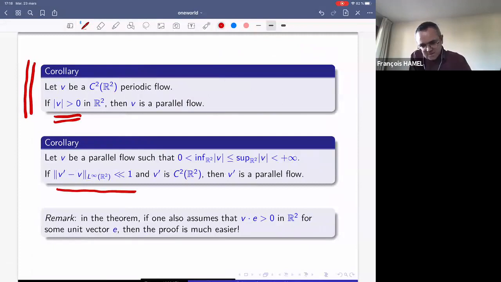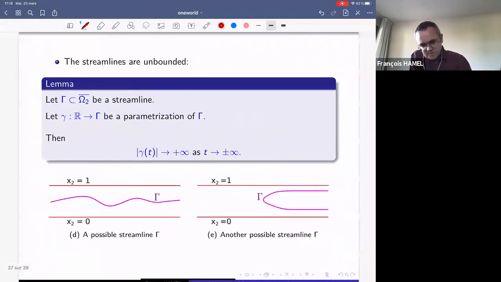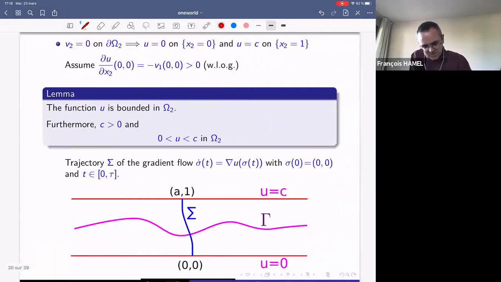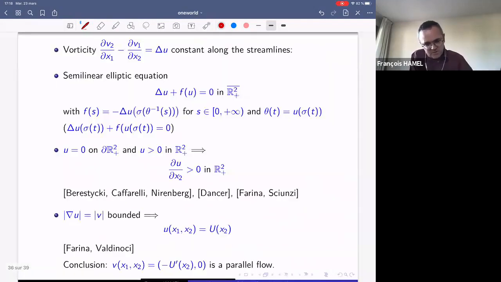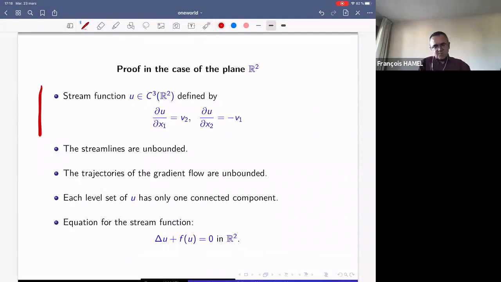And in the proof, we use the stream function. We can still define the stream function u, and we can show that the streamlines are all unbounded, and that the trajectories of the gradient flow are also all unbounded. And we can also show that each level set of the stream function has only one connected component. So somehow there is a foliation of the plane by the level sets of u in a monotone way.